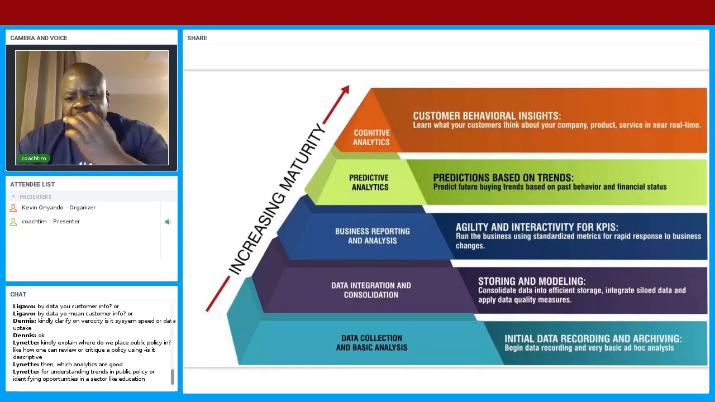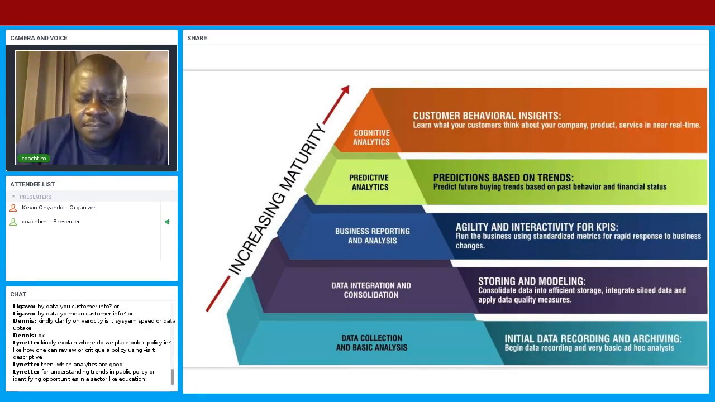And this is how the layer of prediction happens. I've just unpacked the same pyramid. This pyramid represents the steps that you will need to go through. Even in the tooling, we'll walk you through the tools for each: data collection and basic analysis. In Python, we have tools for basic analysis and data cleaning, which involves initial data recording and archiving, then very basic ad hoc analysis, which will enable you to have clear data that you can project and act upon.